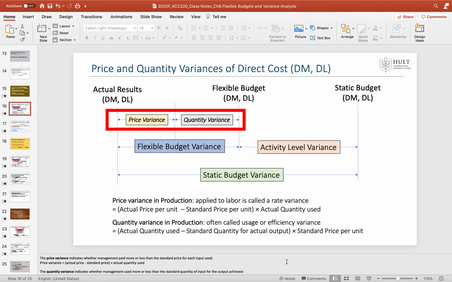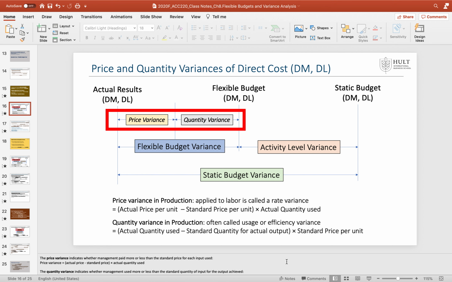Hello students. Now let's practice the price and quantity variances of direct material cost and direct labor cost with these flexible budget variances. The flexible budget variances comprise two main parts, the price variance and the quantity variance. The price variance in production is equal to the actual price per unit minus the standard price per unit, times the actual quantity used.